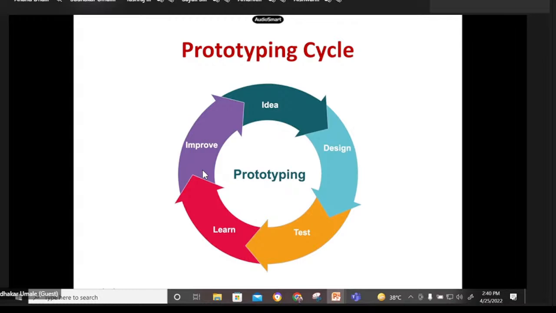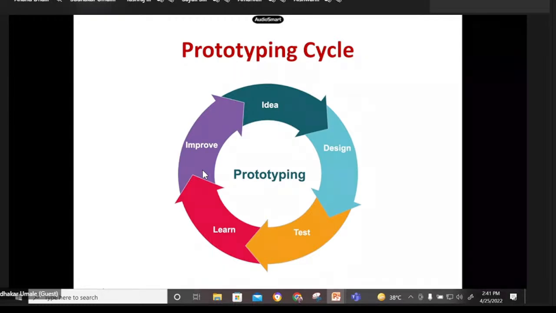Through the first stage, idea generation, we have so many ideas. We have to select one idea. Then we design the prototype, that is the design of the prototype. Then comes testing of the prototype. Then we learn from mistakes. We learn good things from the prototype, and we learn bad things from the prototype.